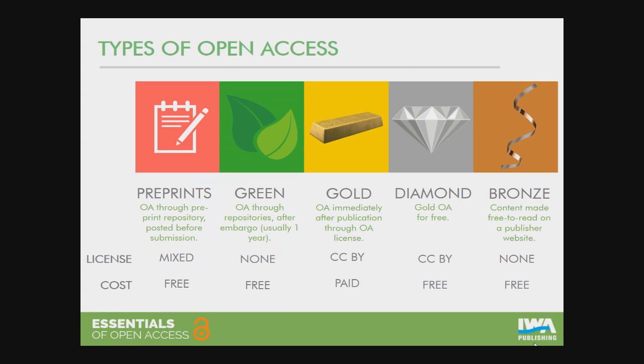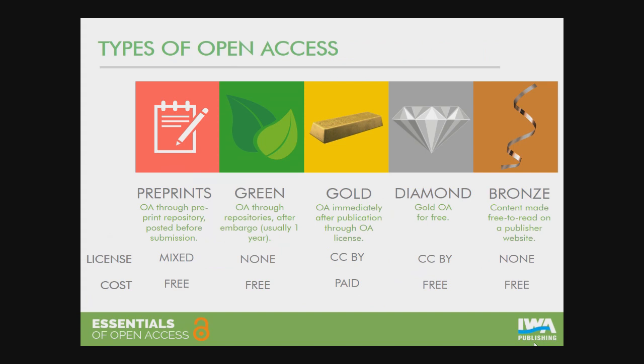Green open access is open access through a repository. So generally what this means is that you would post a version of your paper, not the final version, in a free repository after the embargo period set by the publisher, which is normally about a year. Gold open access is open access immediately after publication, generally through an open access license, and this is normally paid for, so you would pay for gold open access. Diamond is essentially gold open access for free.